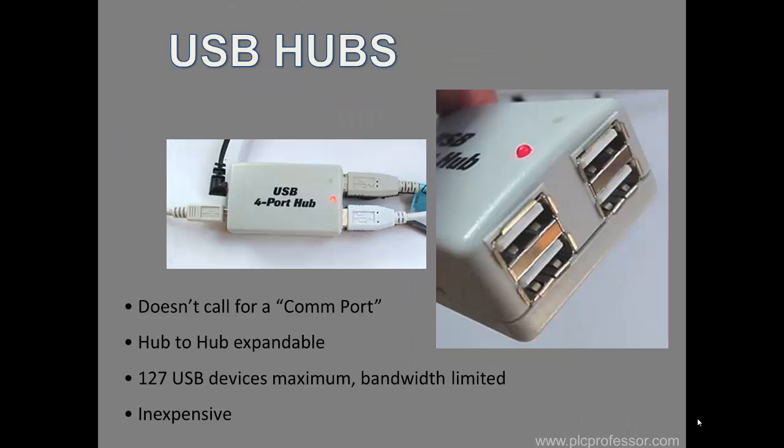Okay, by now everybody knows what a USB hub is. This is a powered hub. You see a power adapter plugged into it. And it's four port, you can plug four devices into it, and it expands one USB port into four. You're limited to 127 USB devices maximum, and the bandwidth, of course, is limited. Hubs are very inexpensive. You can buy them on eBay or Amazon for $4 or $5. You might even find one for $5 free shipping from China.